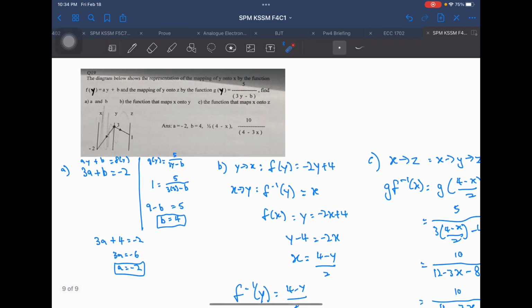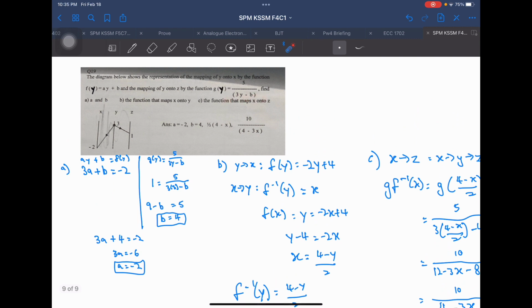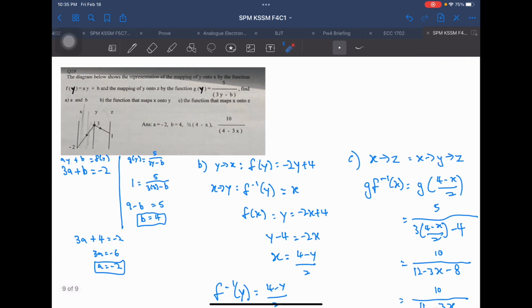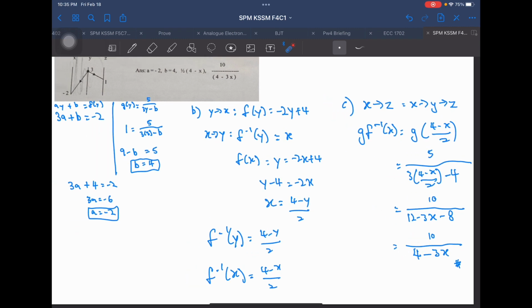And find the function that maps x into z. So that maps x into z, which is x into y and y into z. So what is x into y? It is the function that we calculated in b, right? And then what is y into z? It is g(y), right? So we know that this thing is f inverse of x. So just do a composite function, sub it inside, then sub this inside g(x). Simplify it, you got this.